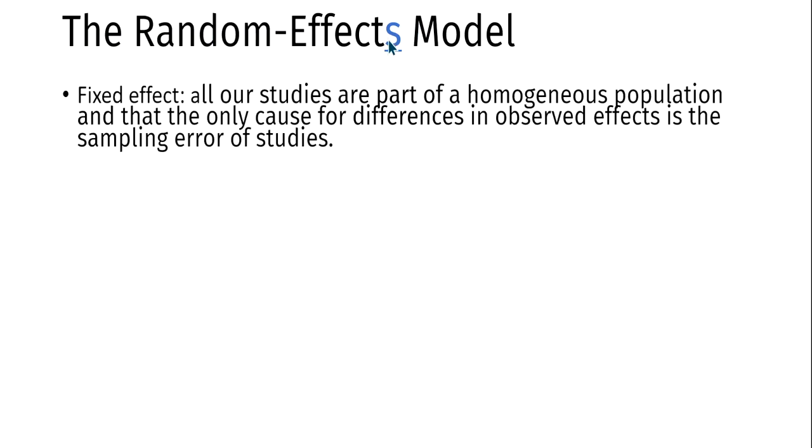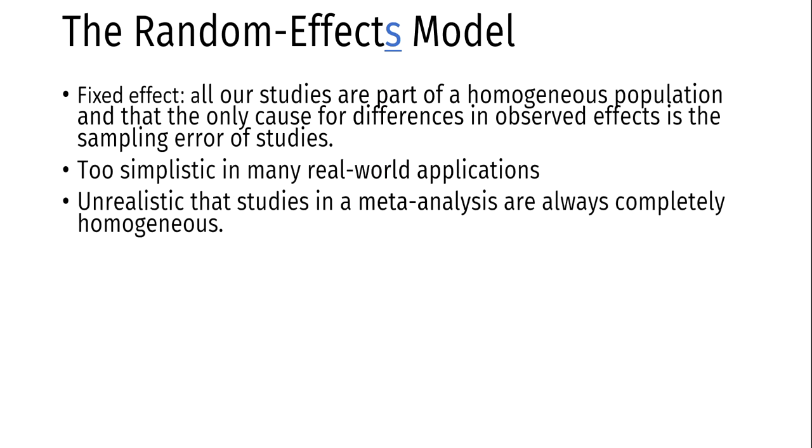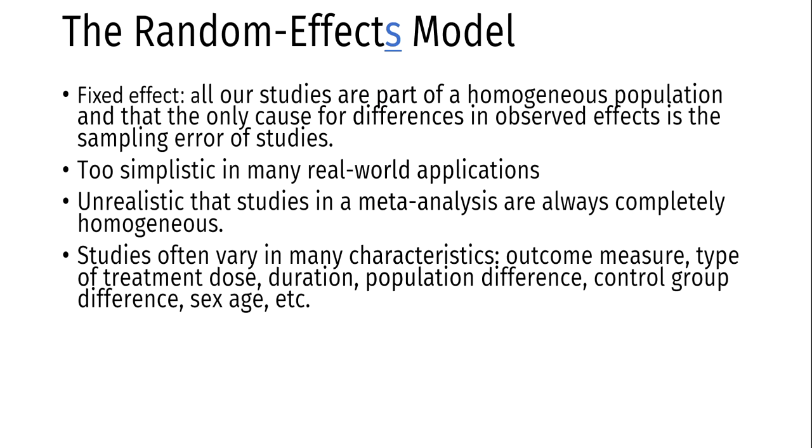As I said, random effects meta-analysis does not assume all studies are part of a homogeneous population. The heterogeneity in effect size, or the difference in observed effect size, is not only due to sampling error, but it also assumes that there is variance across populations, in the way the treatment is assigned, and many other variations that should be accounted for. So basically you take two sources of heterogeneity. One is sampling error, and the other one is between-study heterogeneity.